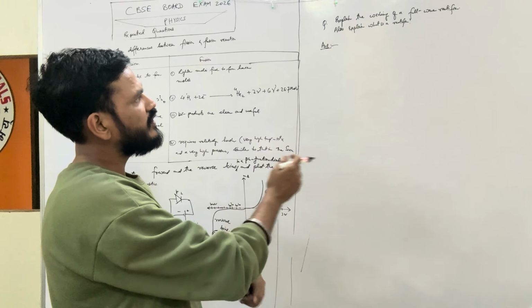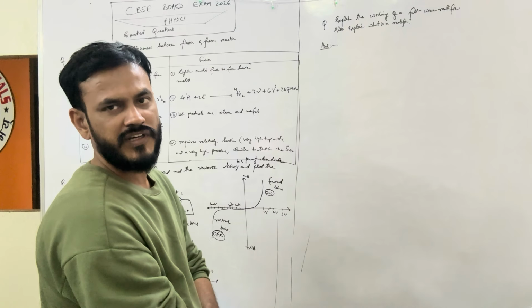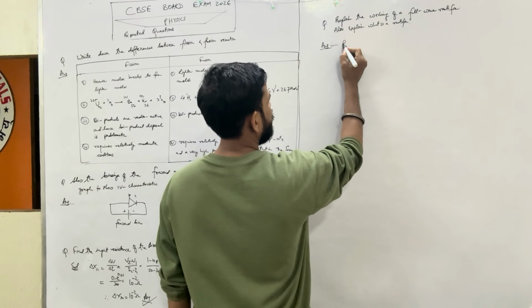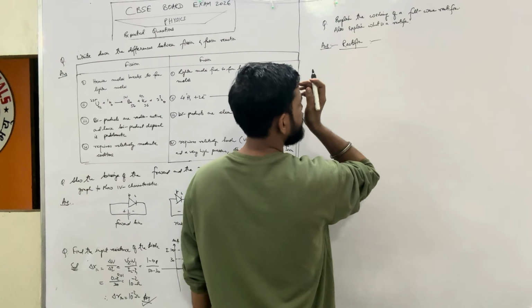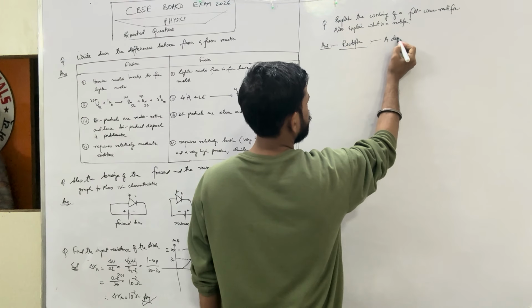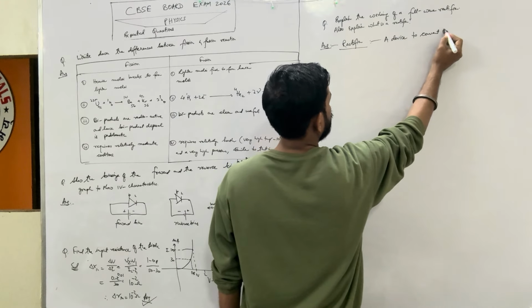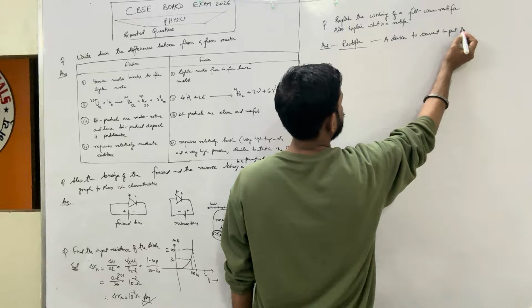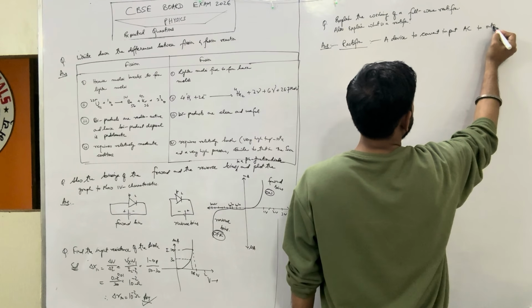Next question says, what is a rectifier? Explain working of full wave rectifier. So a rectifier is a device to convert AC to DC. A device to convert input AC to output DC.